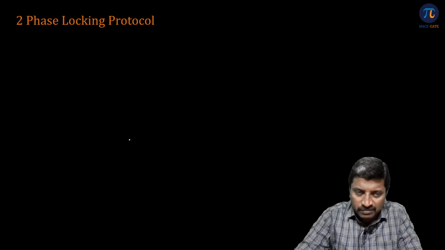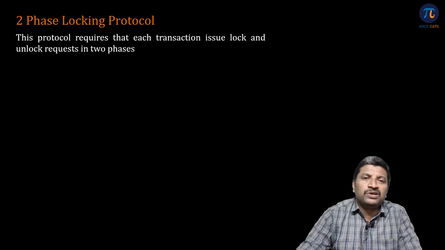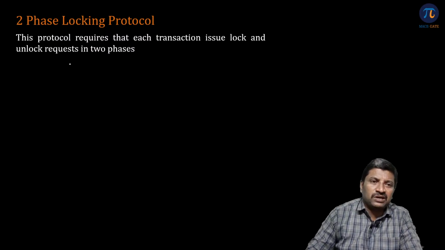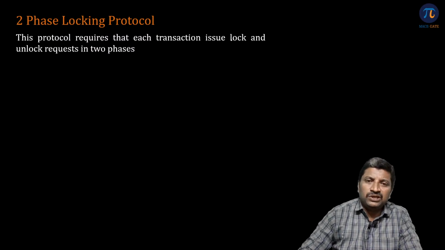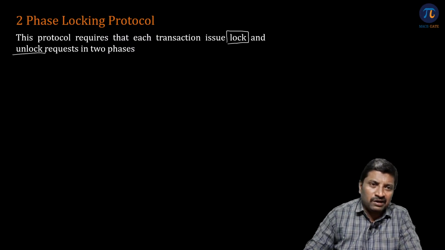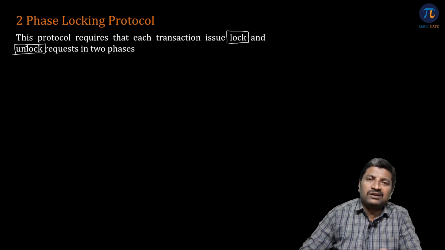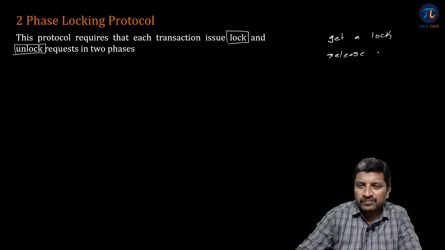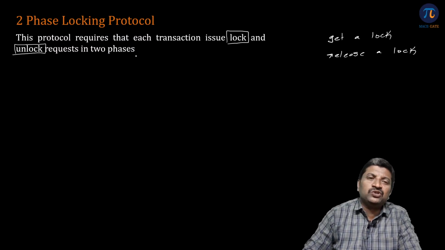Two-phase locking protocol. This protocol requires each transaction to issue lock and unlock requests. So each transaction can request a lock and can unlock. That means it can get a lock, getting a lock, releasing a lock. That should be in two phases.